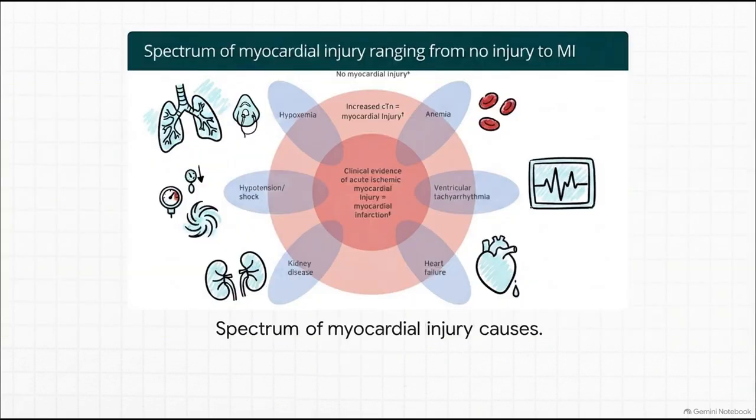Because myocardial injury has such a wide spectrum, you absolutely have to sequence that underlying cause before reporting I5A. You've got to round up the usual suspects. Is the patient dealing with severe hypoxemia, hypotension, or maybe shock? Do they have underlying chronic kidney disease or heart failure? What about anemia or ventricular tachyarrhythmia? If one of these specific conditions is the root cause that's stressing the heart and causing that troponin leak, you code that condition first, and then you follow it up with I5A to show the resulting cardiac injury.